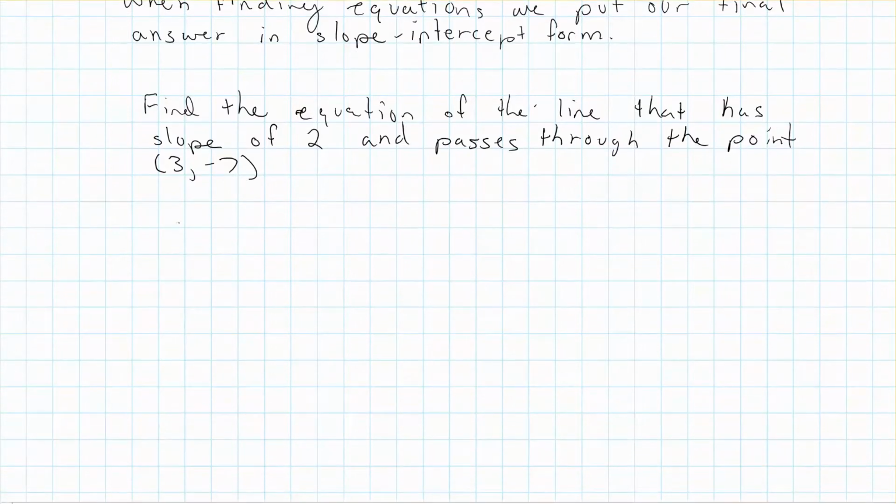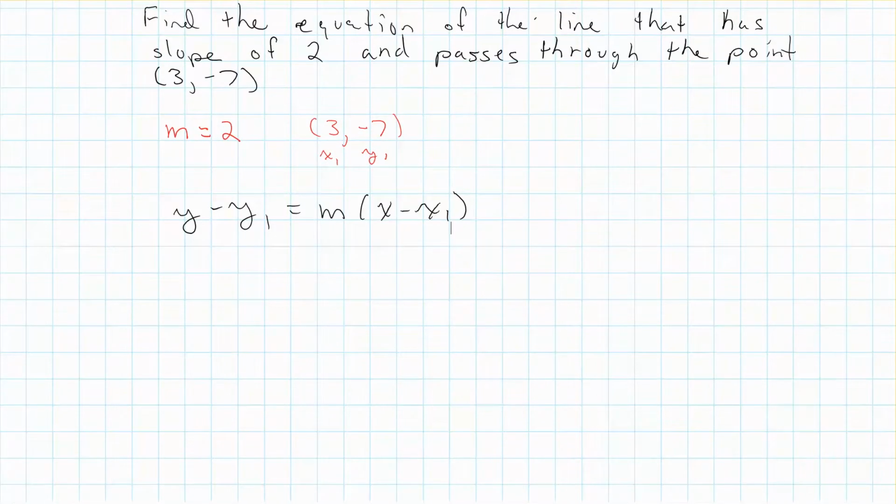And so we've got to use the point slope form here. It's pretty straightforward, this example, because we're given the slope, so m is equal to 2, and then we're also given a point on the line, (3, -7), so this is just x1 and y1. And then of course our point slope form is y minus y1 is equal to m times x minus x1. And then we just substitute the numbers in and put it in slope-intercept form.